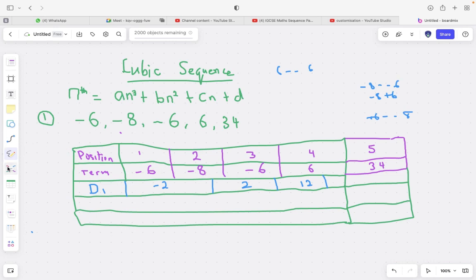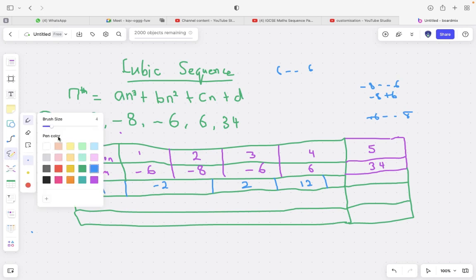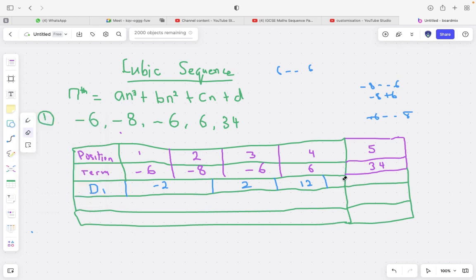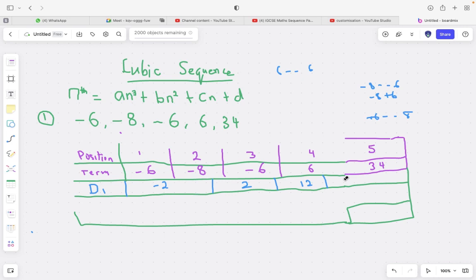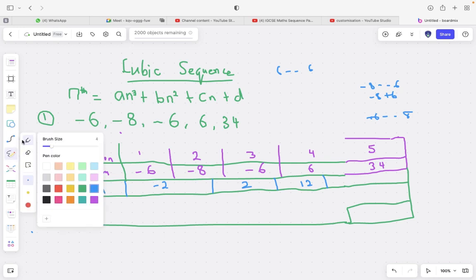So we can erase this one if need be. Let's erase this space. Okay, no problem.